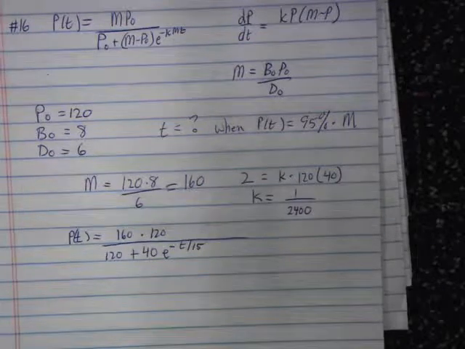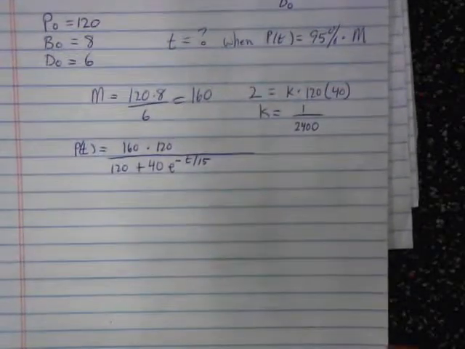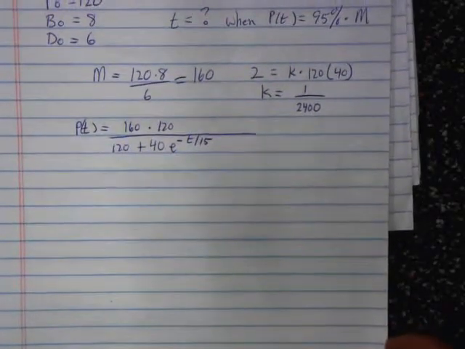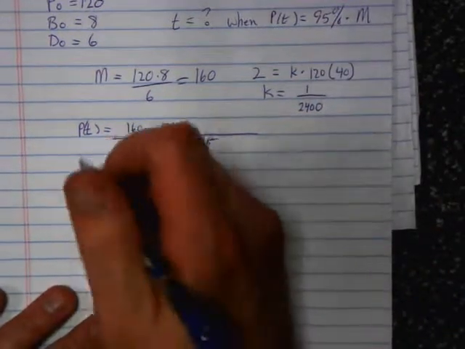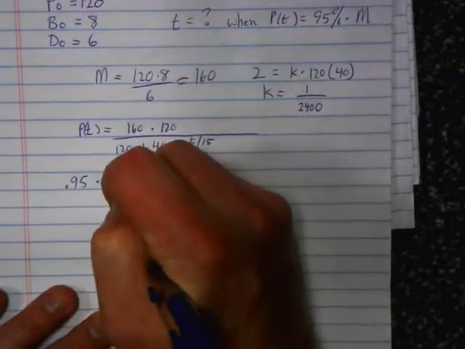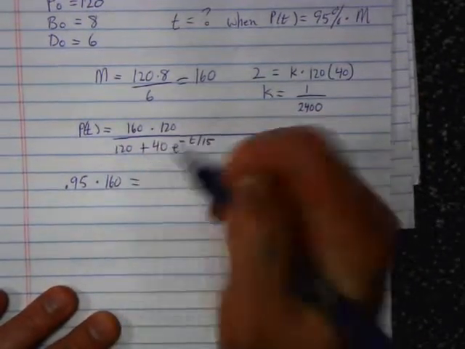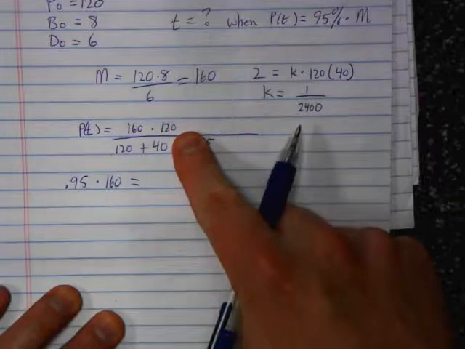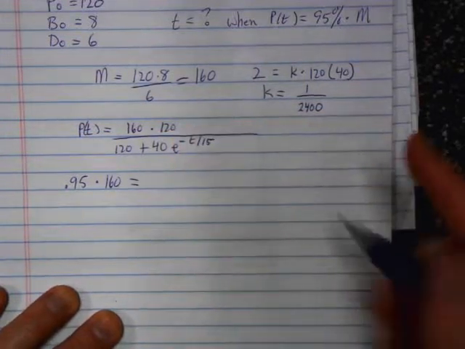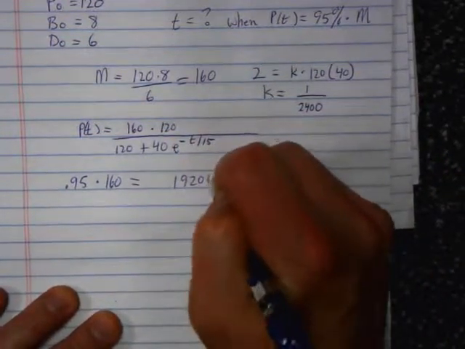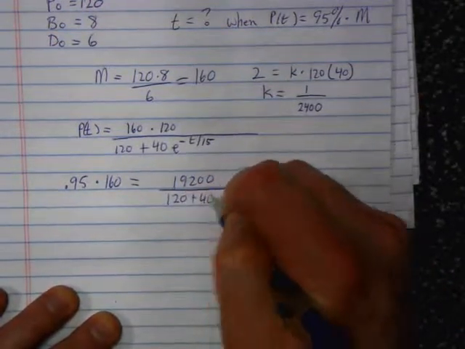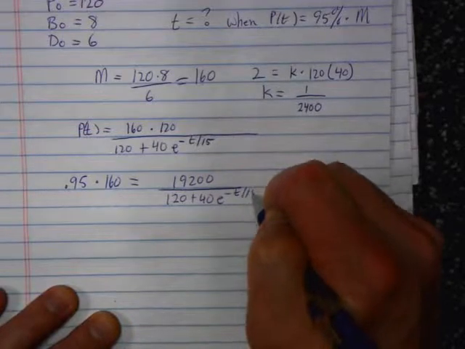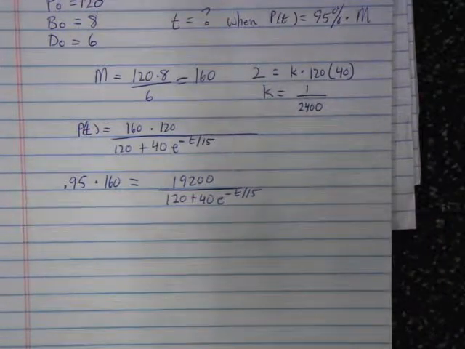Now I'm ready to answer the question. How do I answer the question? Find 95% of 160. So I have 0.95 times 160 equals 160 times 120, which turned out to be 19,200, divided by 120 plus 40 e to the minus t over 15. How do you solve that equation?